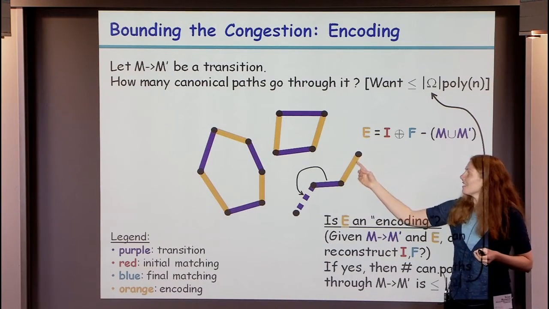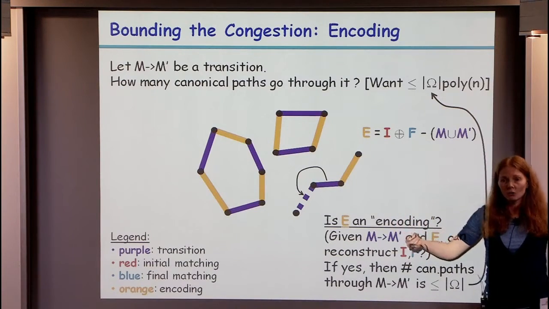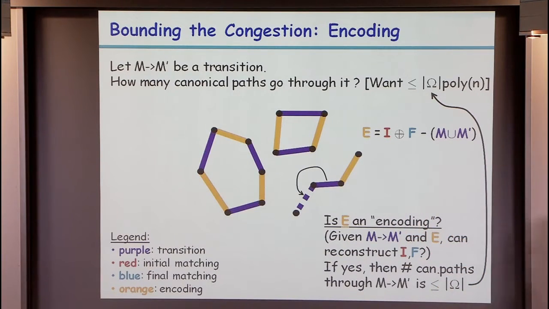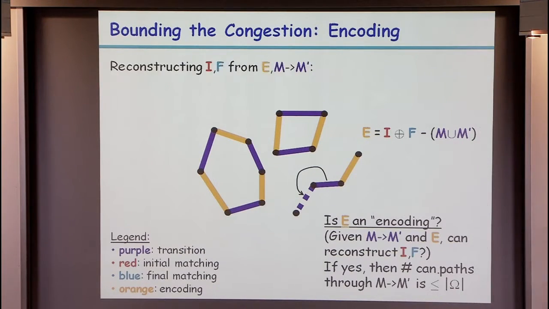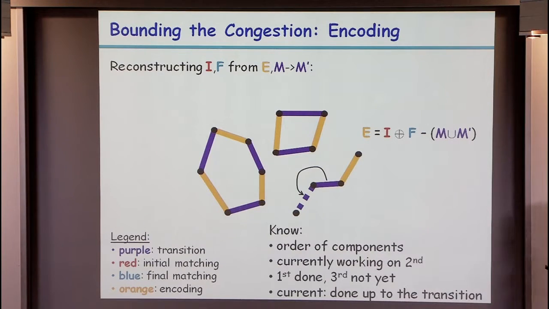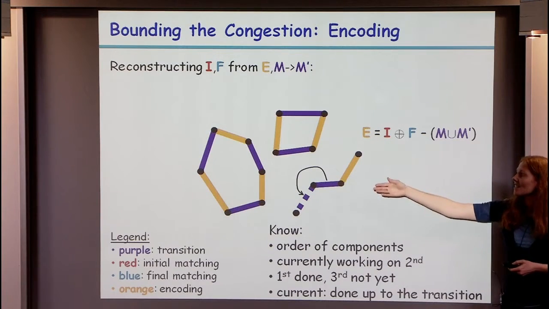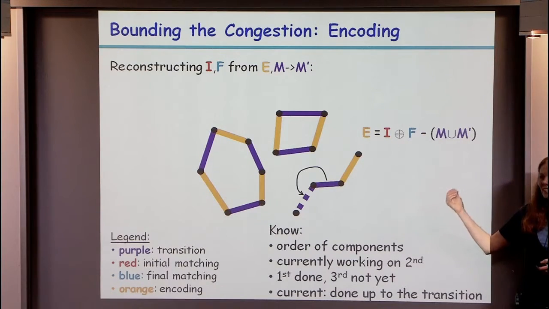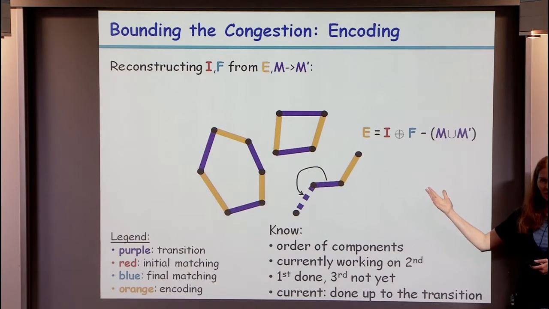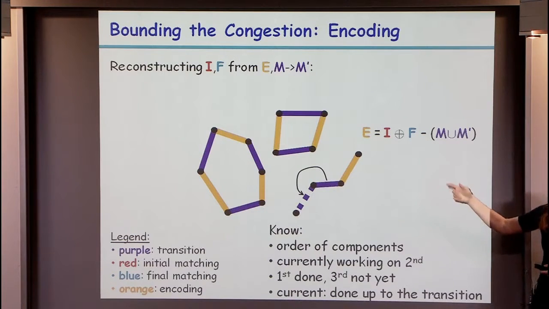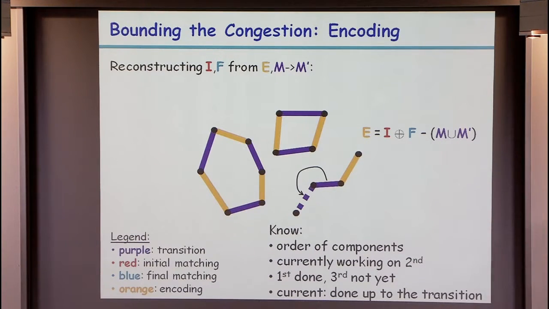And so this orange information would encode that path. Okay? So the question is, can we now look at purple and orange and figure out who used to be red and who used to be blue? And it's actually not too difficult to reconstruct I and F, because look at the cycles and the path. Those are exactly the same cycle and path, exactly the same components that we had before. The components themselves do not depend on who is colored red or blue.